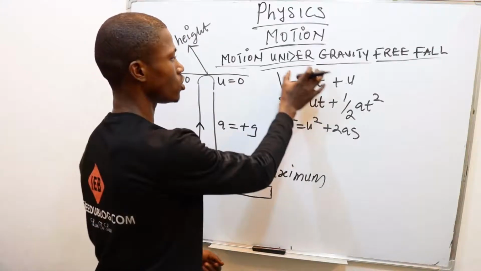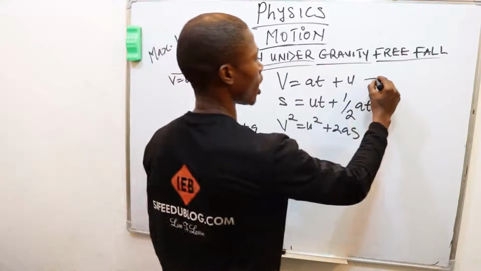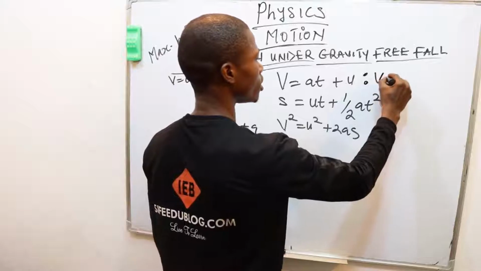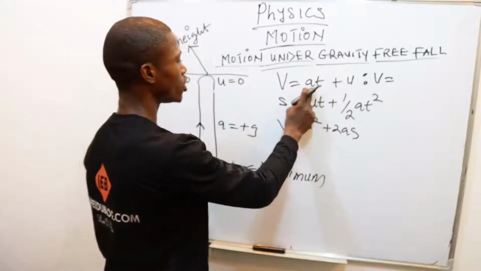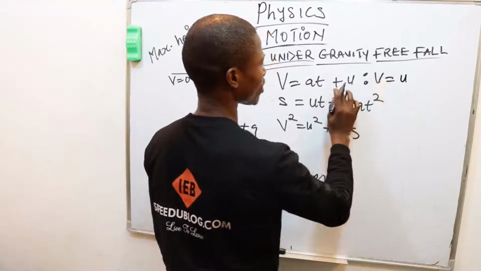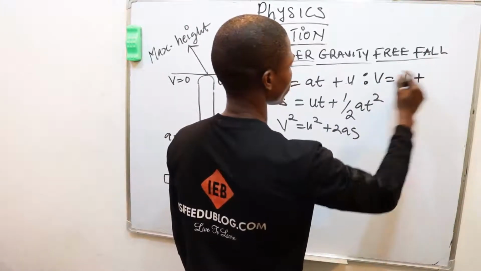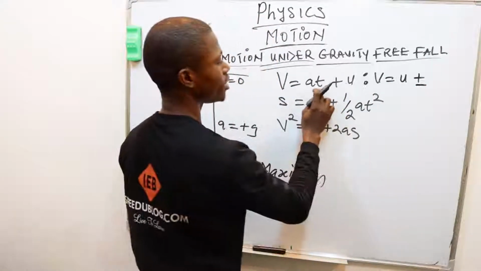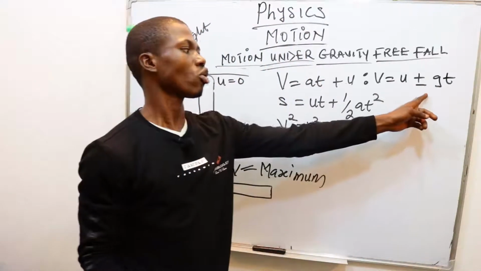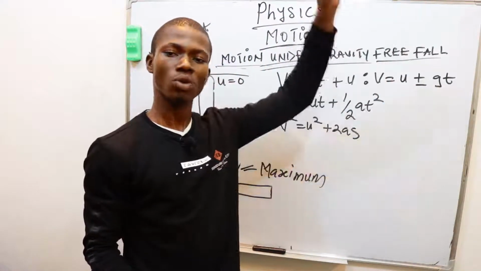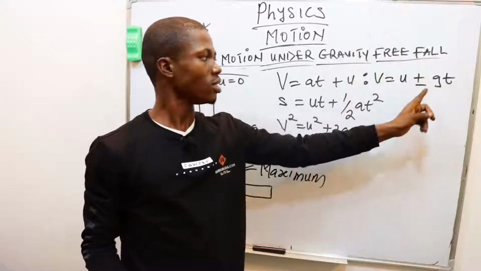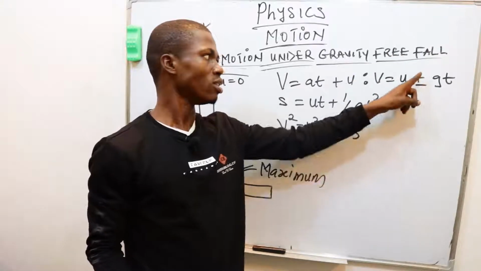So let's change this into equations under gravity fall. Our V now will be, let's start from U first, U plus or minus AT, which will now be GT. Do you get me? Plus or minus. We don't know whether this gravity is going up or down, so whichever one it is going, you choose your sign. If it is going up, it is minus. If it is coming down, it is positive.